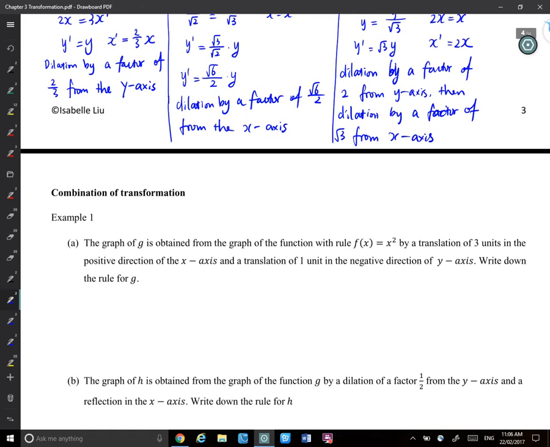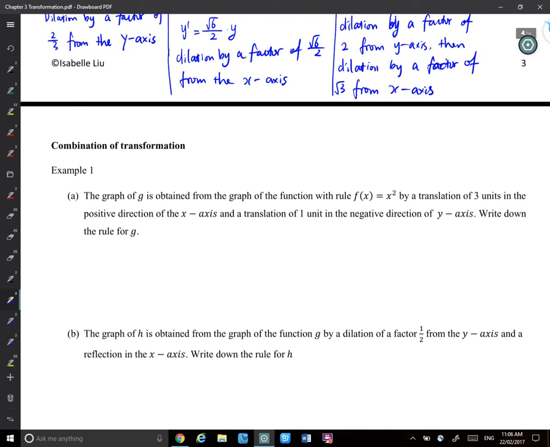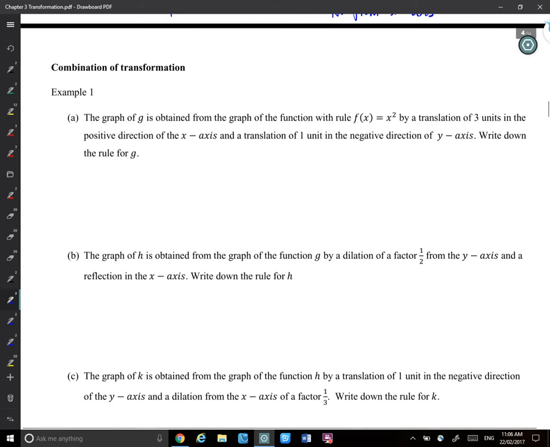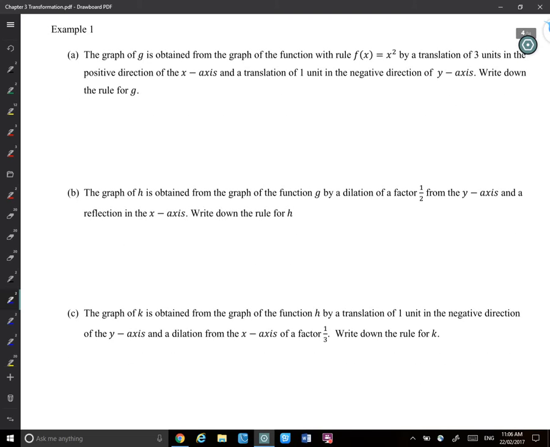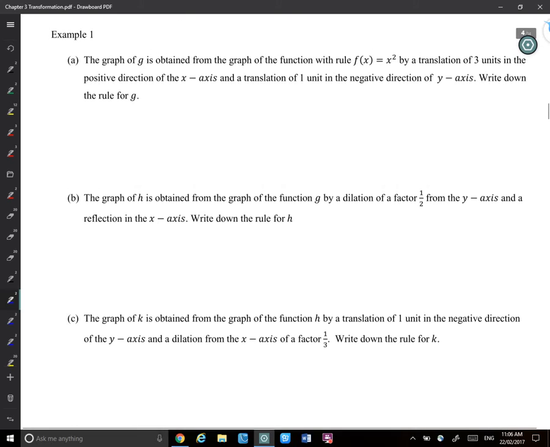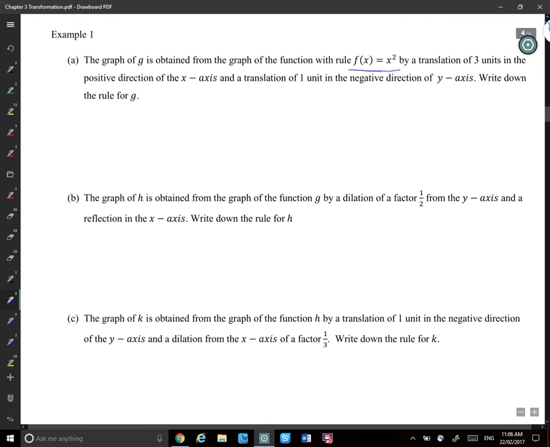Now they're all easy questions. You can really do them by looking at them and putting the values in. But now let's do some combination questions, and that's when questions become harder. The graph of g is obtained from the graph of the function with rule f(x) equals x squared. That will be y equals x squared.